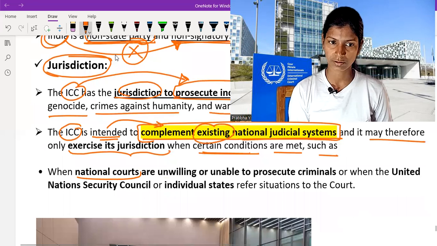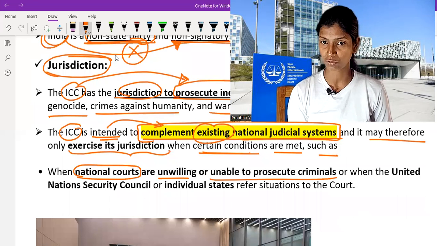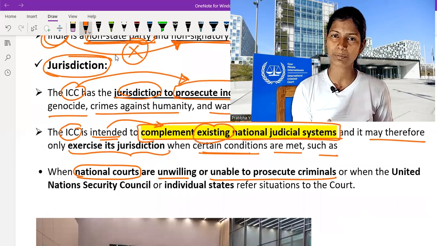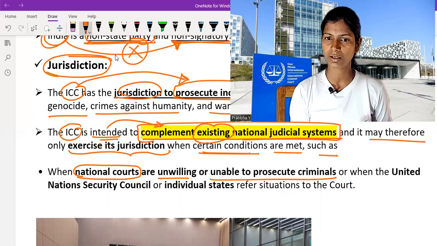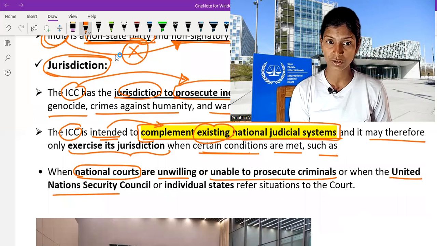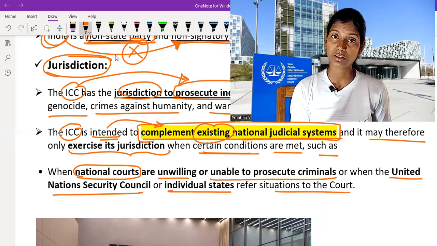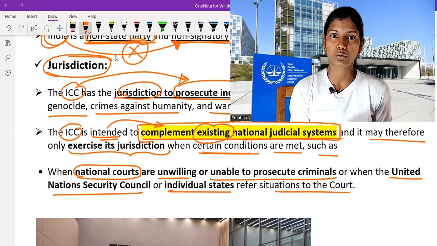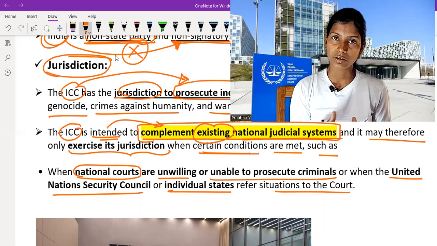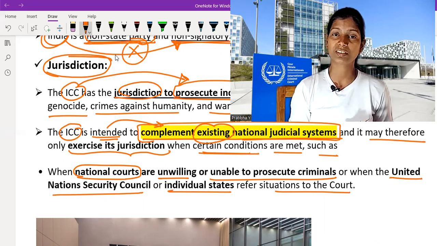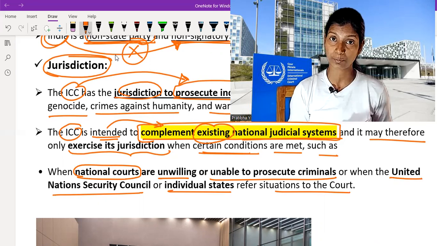When national courts of any country are unable or unwilling to prosecute criminals, or when the United Nations Security Council or an individual state refers a situation to the court, then ICC acts on these matters. So I hope you understand about ICC, its role, its significance, its importance, its jurisdiction, and what types of crime it deals with.